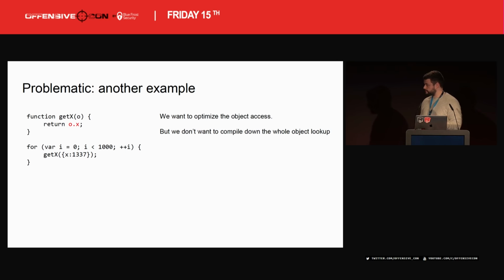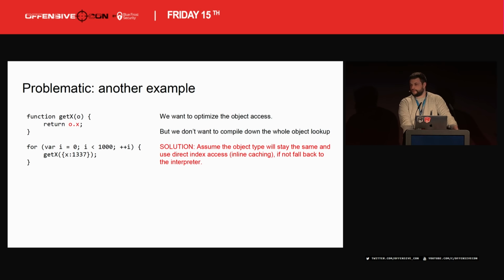So here I have another example to introduce something I talked about previously. I just have a simple function called getX, which fetches property x on the object that you give it. And same thing, I repeatedly call it in a loop with the same scalar object. It will actually be a different object internally, but the layout will be the same, only one property x that will be at the same offset inside the object. And the realization here is that we don't want to actually compile down the whole object lookup, looking through the type where that property is, because then we don't actually gain anything from the interpreter. That's what the interpreter already does. So the solution here is, once again, we'll collect profile information on the type of the object, and we will assume that it will stay like that going forward, and then we'll be able to use direct memory indexing, and this is what is called inline caching. And if the assumption does not hold, we'll basically fall back into the interpreter.